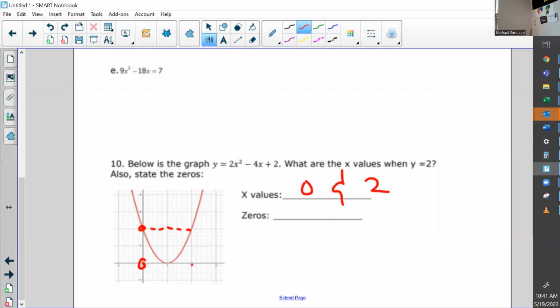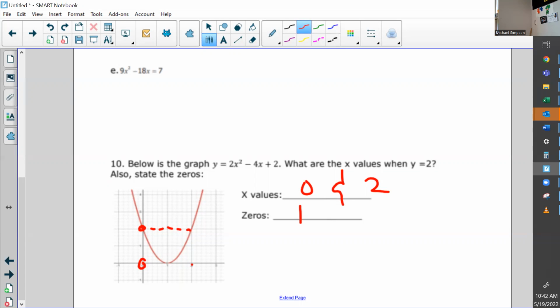And the zeros, remember, zeros are x-intercepts. And so the graph only has one x-intercept where the line touches the x-axis, and that is 1. It's like 1 right here. So the zero is 1. All right, so that is number 10.